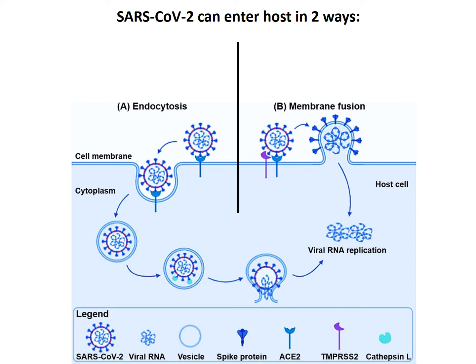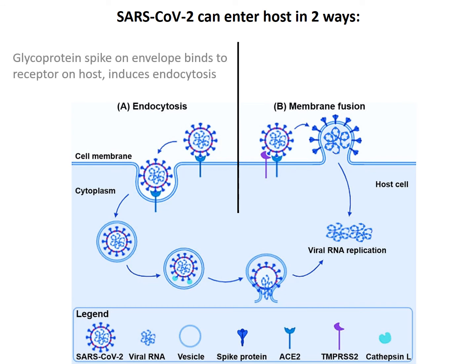evaluate the left side of the screen, in which you can see the coronavirus entering the host cell via endocytosis. How this works is that glycoprotein spikes on the viral envelope bind to a receptor on the host cell. And once bound, this receptor induces endocytosis. We can add even more jargon to this explanation, because glycoprotein spikes are integral proteins that have glycans attached. They're glycosylated. This is what makes them a glycoprotein.